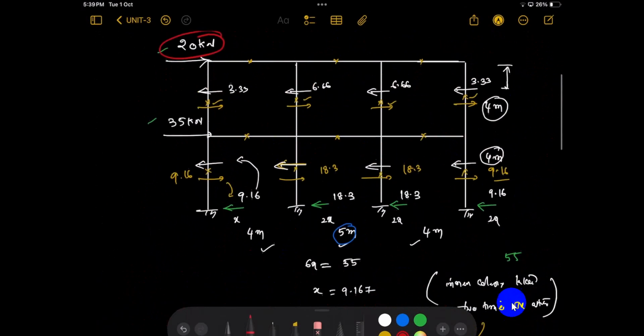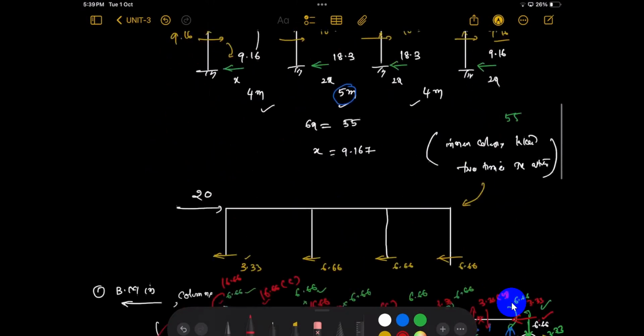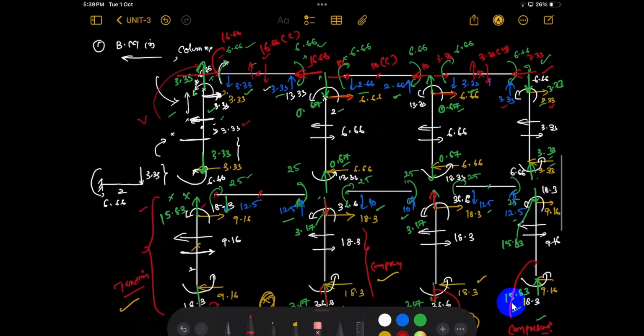Now come to this joint. What is the given force? 35 is the given force. See, what are the forces here in the joint? This is 3.33. This is 9.16. Just check the joint. This is 3.33, 6.66, 6.66 plus 3.33. Here is 9.16. The force must be 35 in this direction.